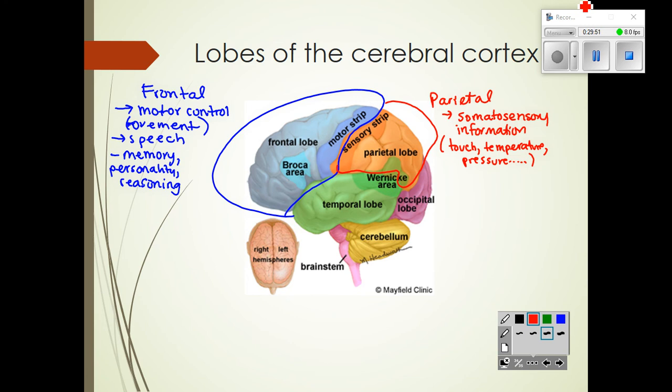Now, if we move on down to the back of the brain, in this section, let's use black here, this is your occipital lobe. And its function is vision. Everything to do with vision. Processing visual stimuli, understanding what you're seeing.